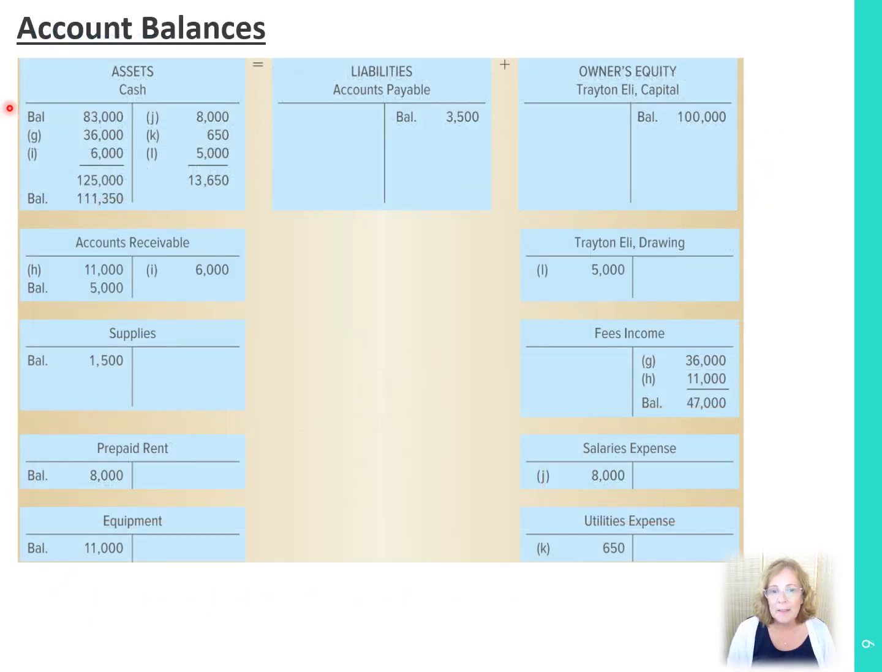Again, we'll foot and sum all our T accounts. First on the asset side, then for the liabilities, and then for the owner's equity accounts. And we're now ready to move on to our trial balance.